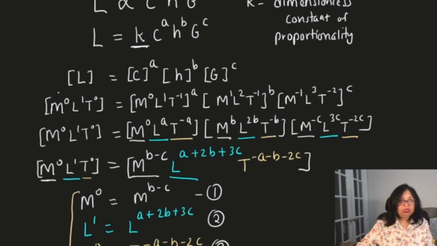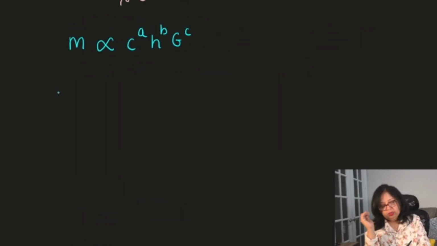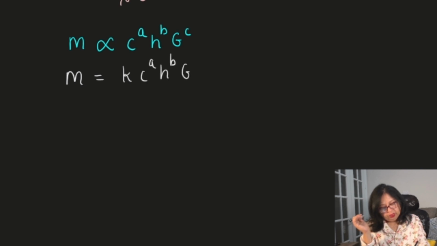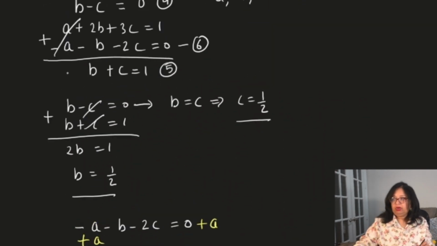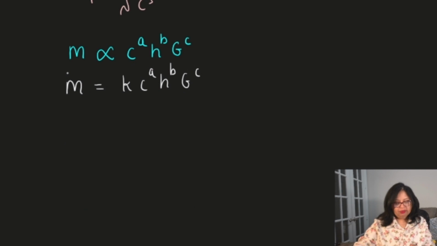If you don't believe me, try it for yourself. What I'm saying is that here, m is equal to k times c to the power a, h to the power b, g to the power c. Plug in the dimensional formula for c, h, and g, which I have shown you here before, and solve for this. You're going to get exactly the same thing on the right hand side. Left hand side in this case, however, is going to be different.